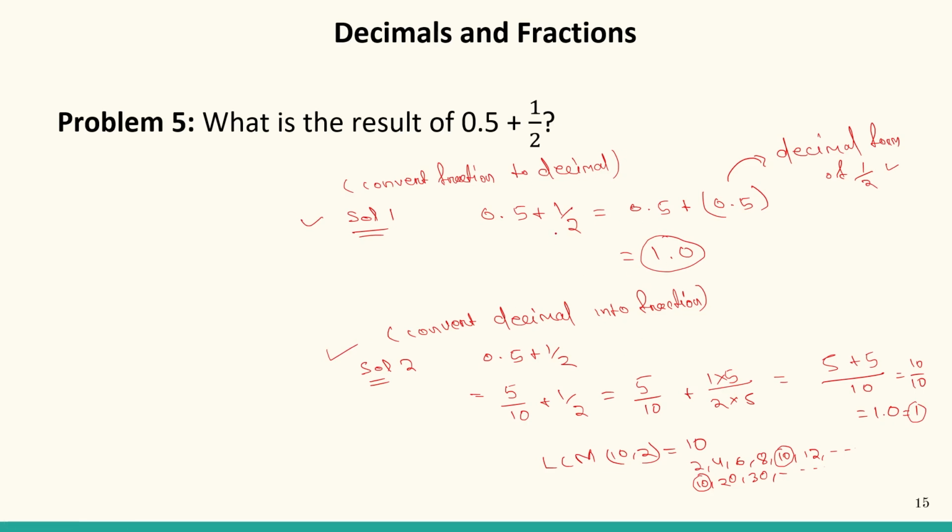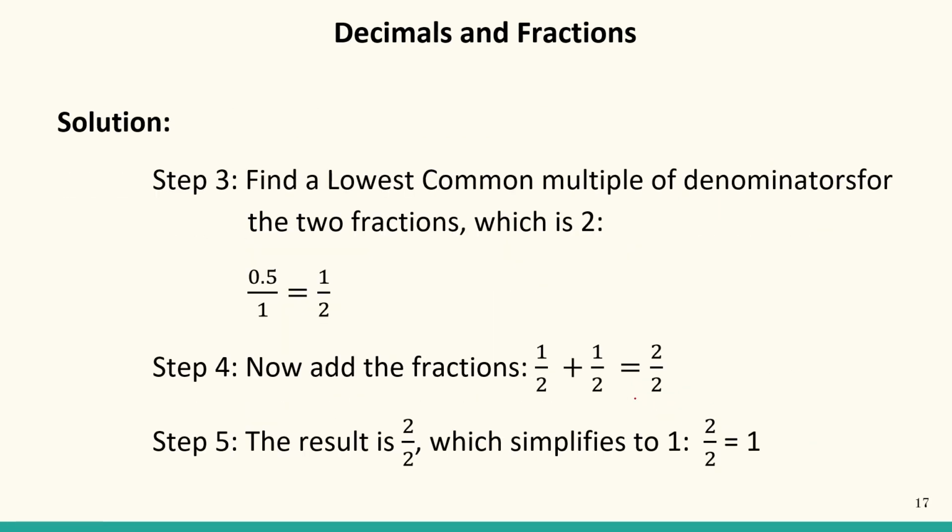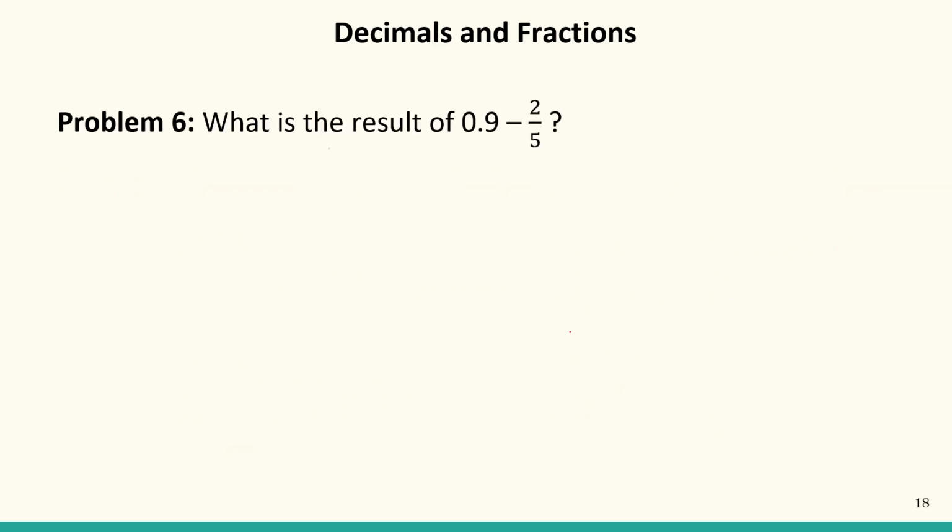There are two approaches to solve this question. So let's jump into the conclusion here. We add it down here. Okay, let's see problem number 6. What it tells us to evaluate is we need to find 0.9 minus 2 by 5. So 0.9 minus 2 by 5. Let's solve it first by method 1, that is converting fraction into decimal.